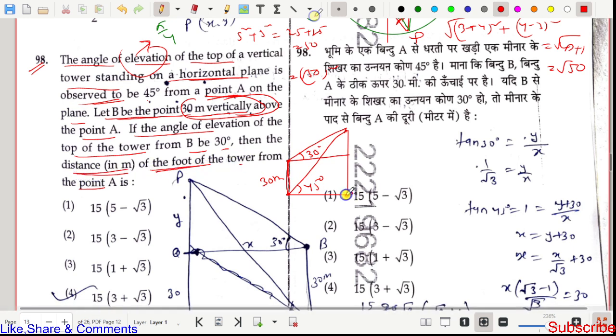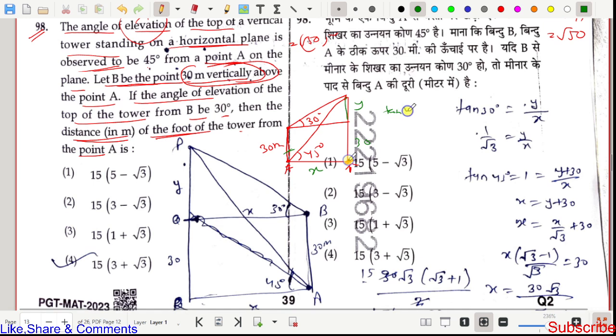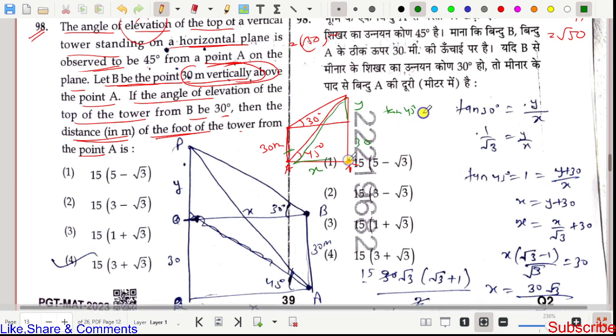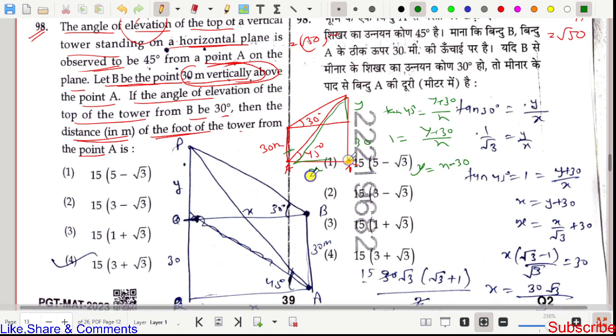From point A we need to find a distance. It's quite an easy problem. So this length we have to find, we take it as x. This portion is obviously 30, and this portion we don't know, so we take y. Applying tan 45 degrees in the bigger triangle, it will be y plus 30 by x. Tan 45 is 1, so y equals x minus 30. We need to find the value of x, so we find y from the first triangle.